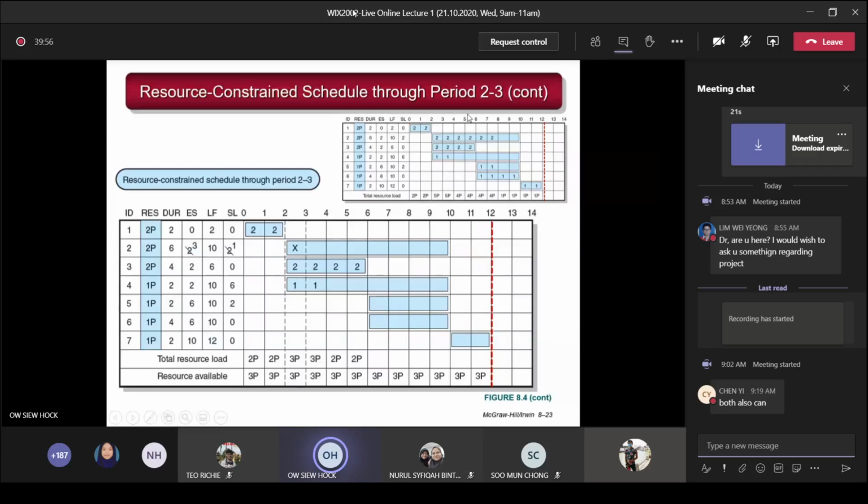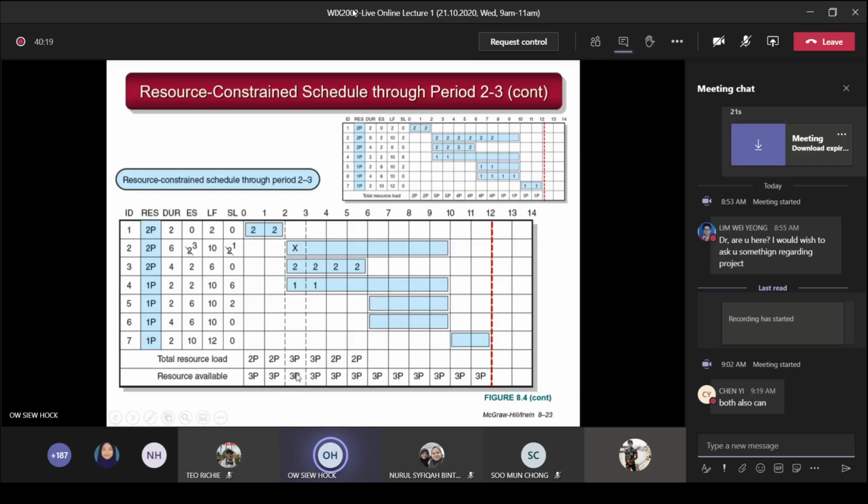Now we come to the period 2 and 3. We study 2 and 3 now. That's why you do period by period. First 2 periods, no problem. Okay. So now we come to this one here. You can see starting from 2 to 3, you need 2 programmers for activity 2. You need 2 programmers for activity 3. You need 1 programmer for activity 4. So you need total 5 programmers, but maximum you have only 3.